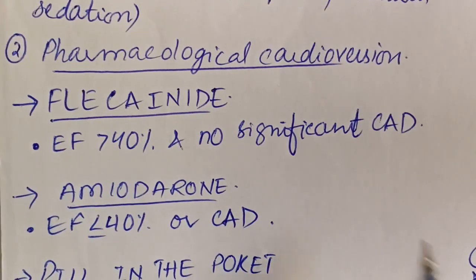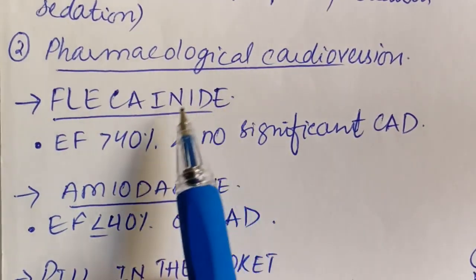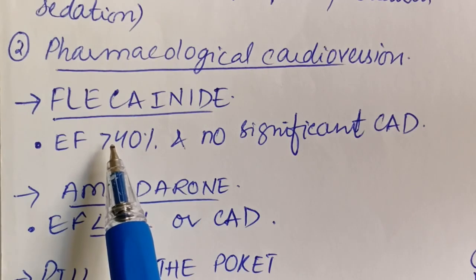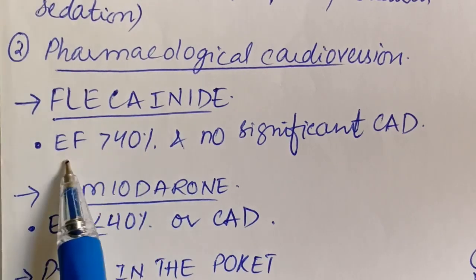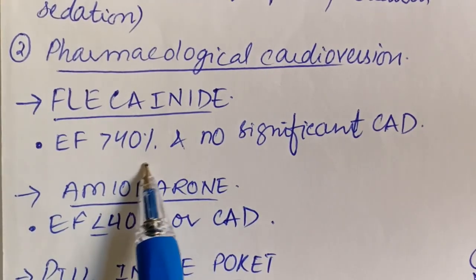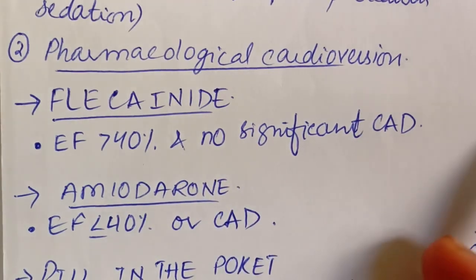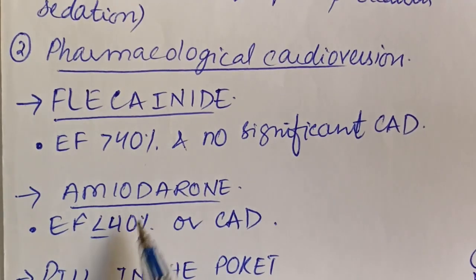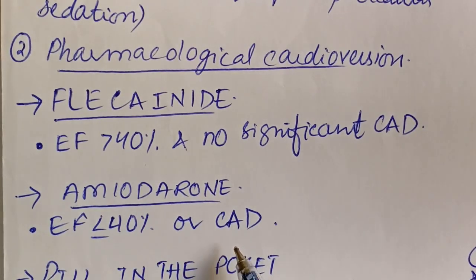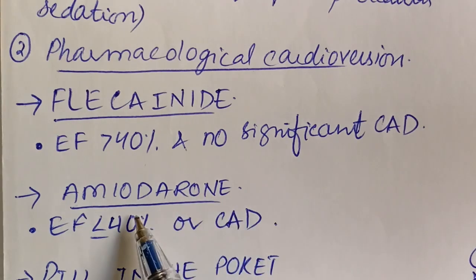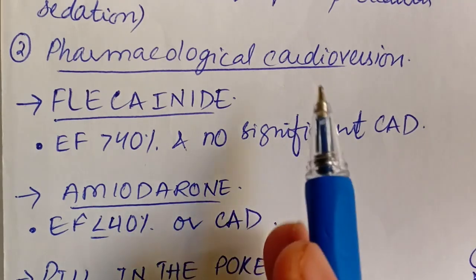Pharmacological cardioversion, first line, we have the drug flecainide. Flecainide is indicated when the ejection fraction is more than 40% and there is no significant coronary artery disease. But if the patient has decreased ejection fraction, equal to or less than 40%, or has coronary artery disease, we are going to go for amiodarone for rhythm control.